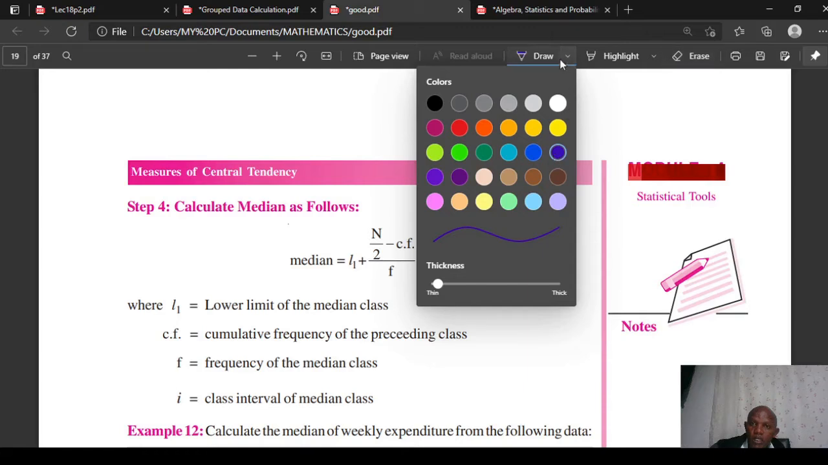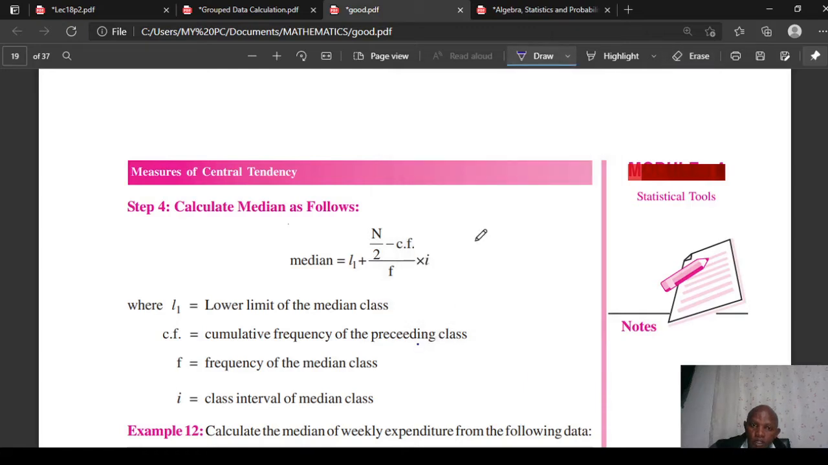Let me use blue color. That is L plus I over F. This is F and this is I. Into brackets M minus C. This is M. Now our M is simply the middle value, the median term.